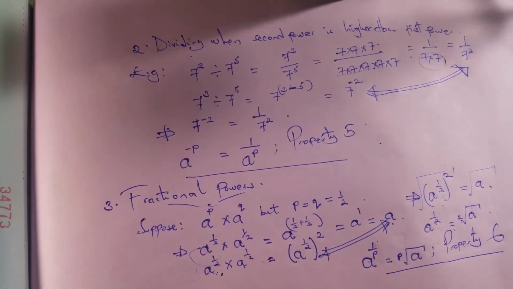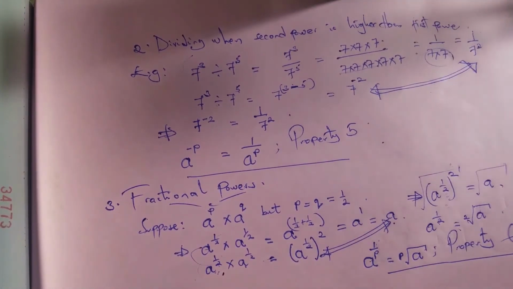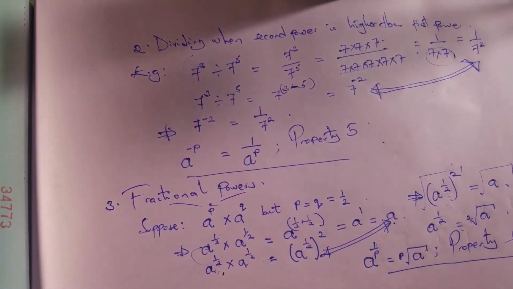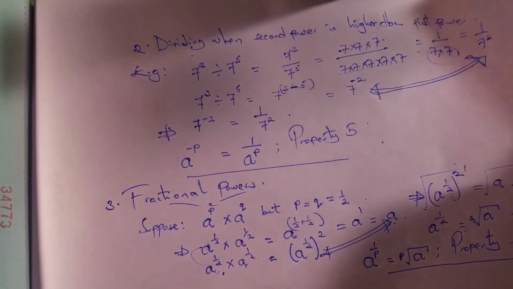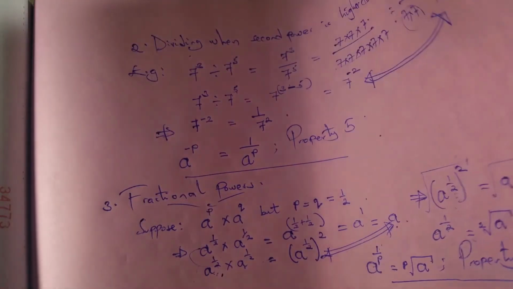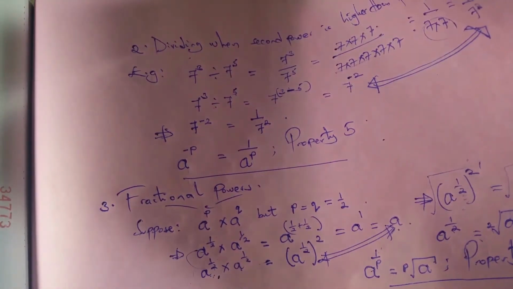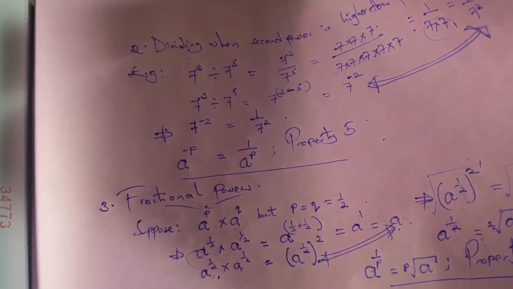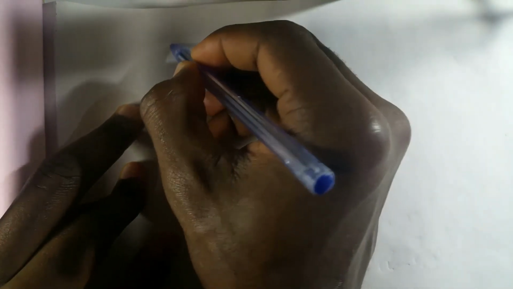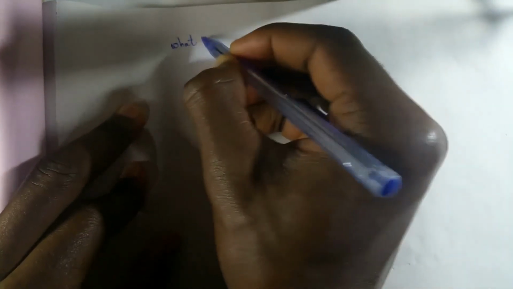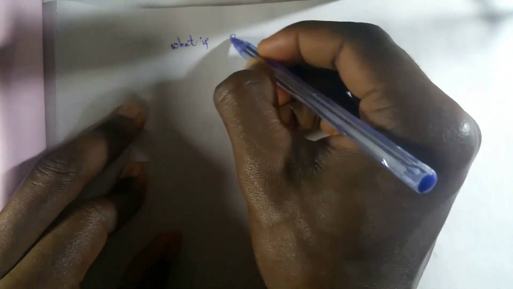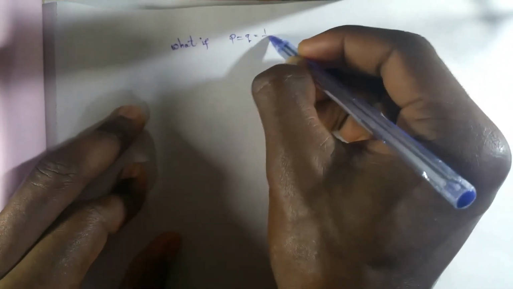Cool. Let's go to the last property, property 7. We try to look into it. Maybe before that we can check into, I think I concluded so fast with only one example. Let's try to check for cube root before we reach there. What if p equals q equals a third?